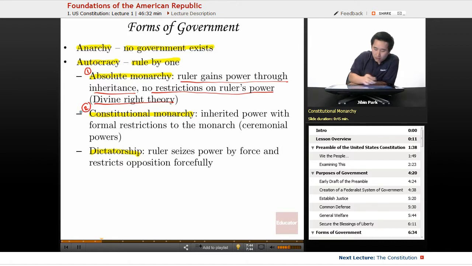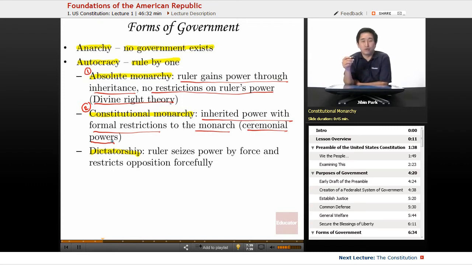Constitutional monarchy. This is inherited power with formal restrictions on the monarch. Usually constitutional monarchy, at least as practiced in the UK, is basically a ceremonial power. So you have a Queen of England, but really the powers are restricted to being not the chief executive, but the chief of state in the sense that you represent your people. That's the type of constitutional monarchy probably practiced in a lot of modern countries today. But in the United States, we specifically made it a point not to have any sort of monarchy.